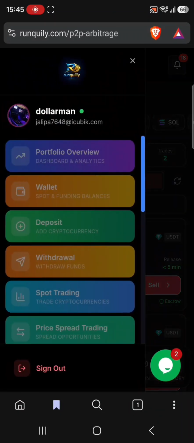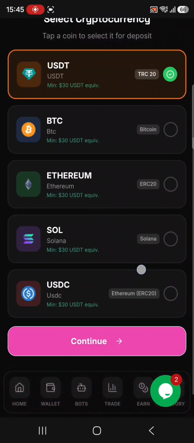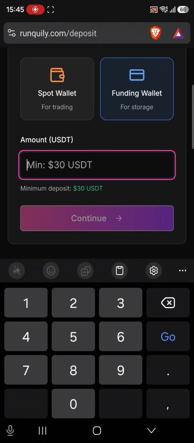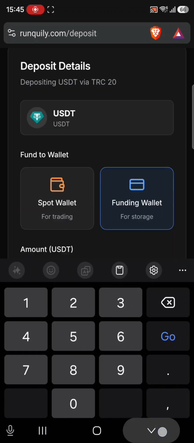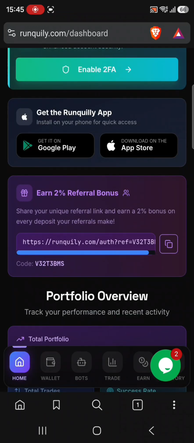People are asking, for the internal wallet, where do you get the address? You get it in deposit. You click USDT, if you are selling USDT, then you click continue. You enter any amount, it can be any amount. You click continue and you copy the address. Since I have already copied mine, let me go and copy it, then I show you.